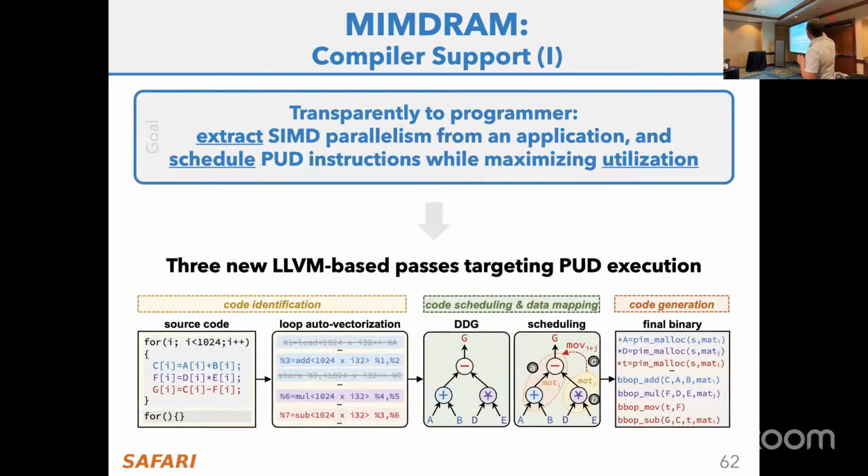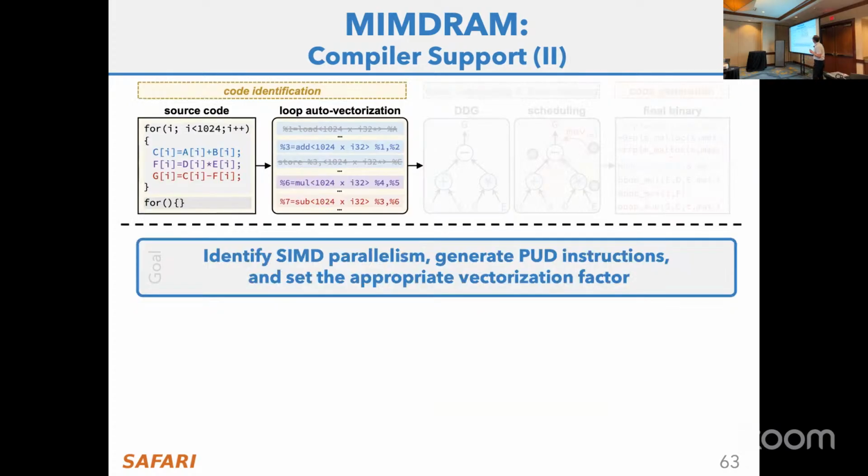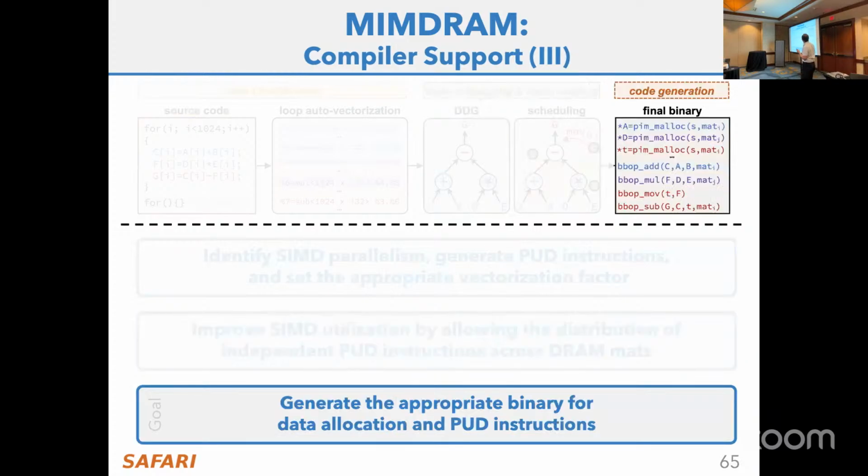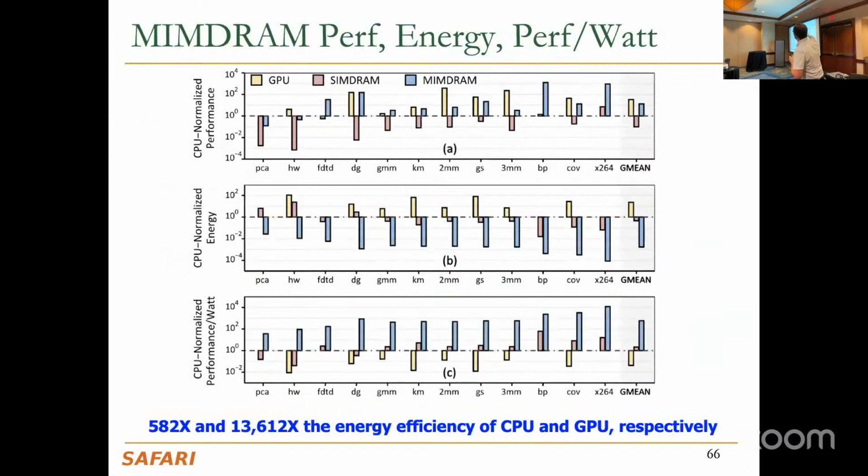Okay, compiler support. I think Geraldo will talk more about this, but this is done all transparently to the programmer. The compiler extracts SIMD parallelism. It does code scheduling and data mapping, and it does code generation. We want to minimize the work done by the compiler. I will not talk about that in detail. And in the end, you get significant performance, energy, and especially performance per watt benefits. If you compare to a GPU, for example, the performance per watt is much better because you're utilizing all of the bits that you have in your subarrays, whereas a GPU has a lot of overhead still. GPU's control overhead is lower than CPU's, but it has a lot of overhead.